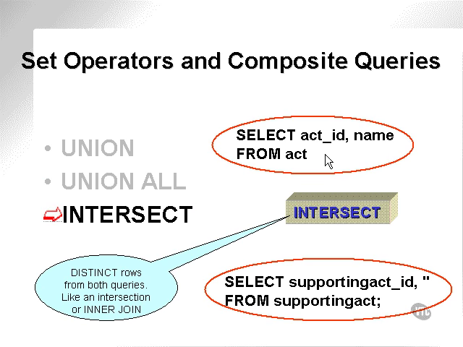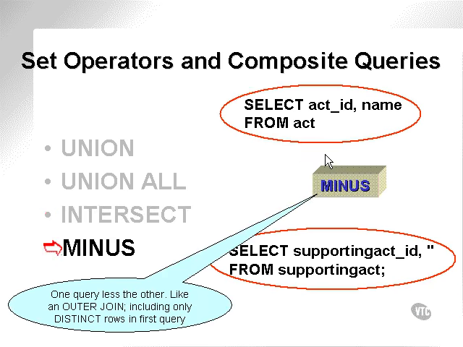Intersect actually takes distinct rows from both the queries. It's similar to an intersection or an inner join. Minus produces results that are similar to outer joins. The result is that it includes only the distinct rows in the first query.